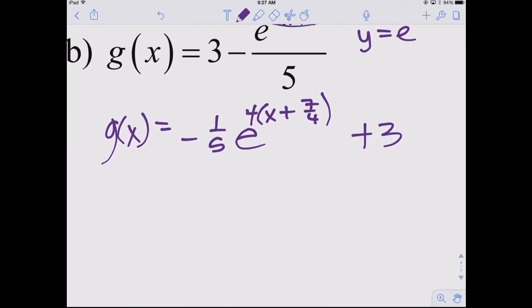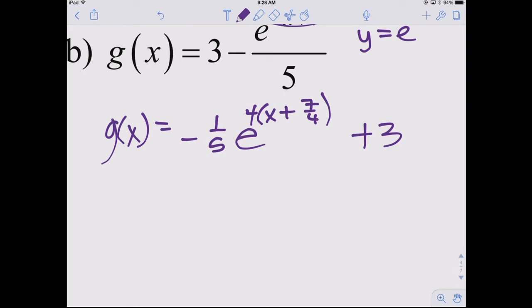Perfect. Now, if we're going to write the explanations, I'm just going to talk about them from left to right. Again, that's the beauty of standard transformation form. You can list what's happening from left to right. The negative in front is a reflection across the x-axis. Good. The 1/5 is going to be a vertical compression by a factor of 5. Good. The 4 is going to be a horizontal compression by a factor of 4. And then we got our final shape. We pick it up and move it left 7/4 and up 3.